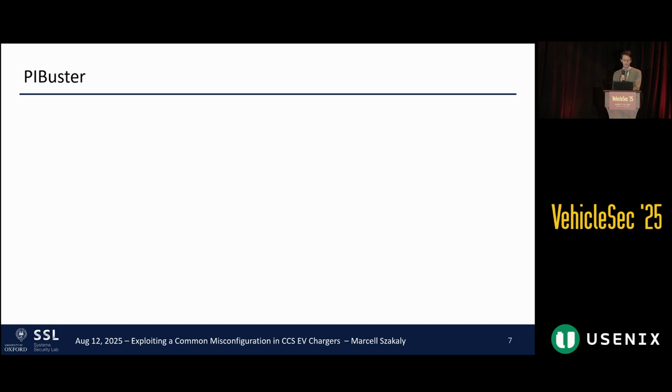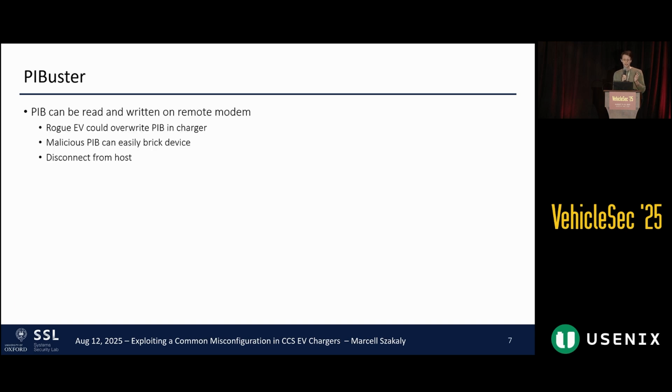And this is how we discovered the PIBuster attack, which essentially means that, yes, you can send this configuration override message from your host system to your power line modem, from the power line modem over the power lines to the remote modem, which will actually execute it. So this means that just via the charging cable, an EV could update the configuration inside of a charger, and the charger could update the configuration inside of an EV.